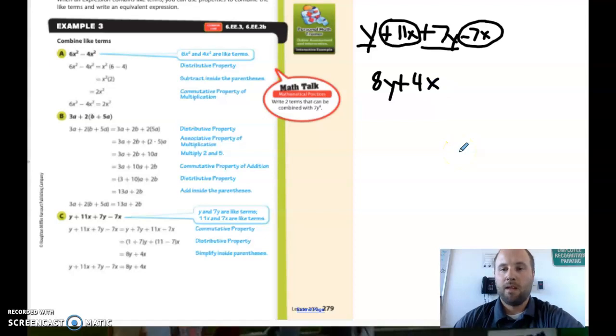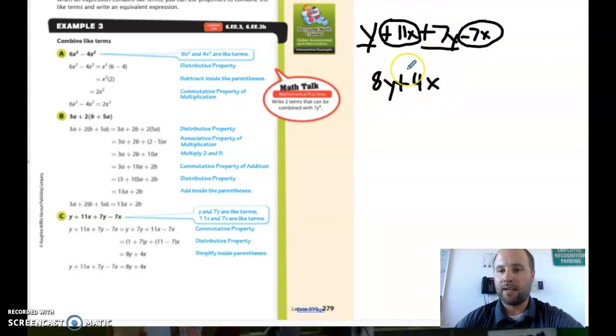Okay? The thing that I've noticed trips you guys up the most are the signs. The concept, I think you get. You're like, okay, I'm combining my y's, I'm combining my x's, blah, blah, blah. But you're trying to figure out, well, why is it a positive or why is it a negative?